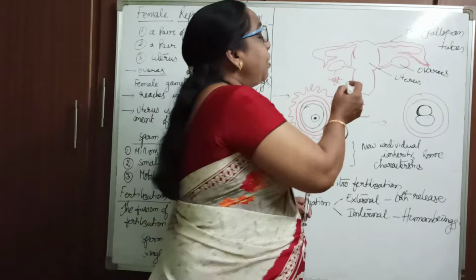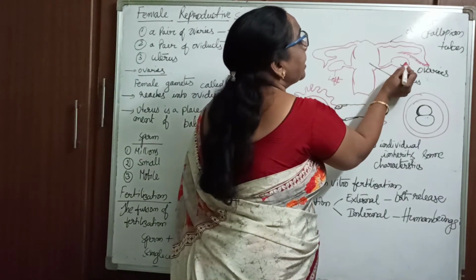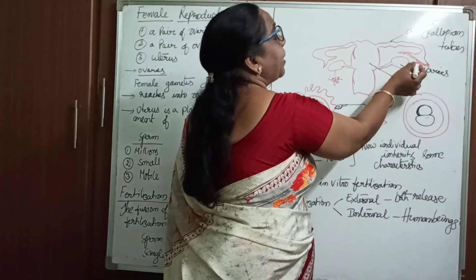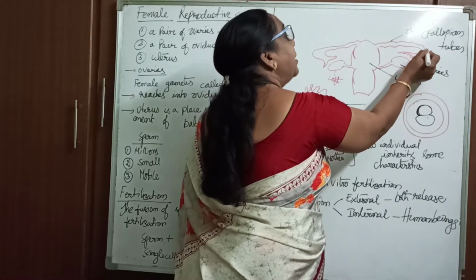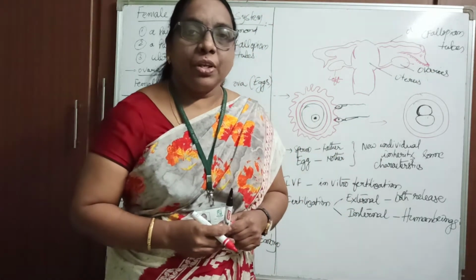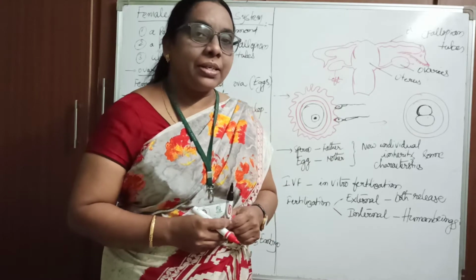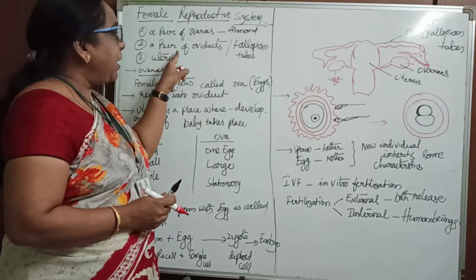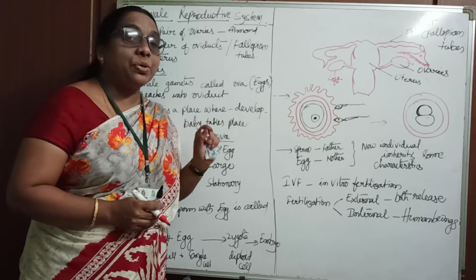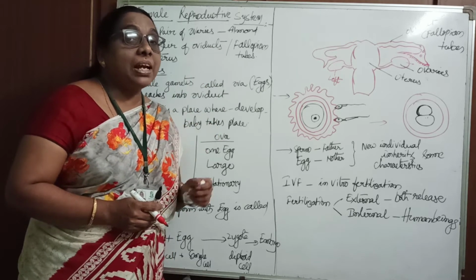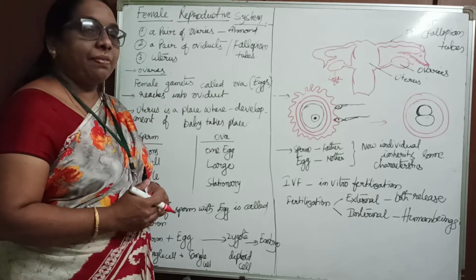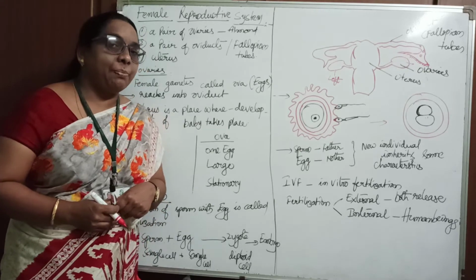Whenever the egg is released, it is immediately caught by the cilia, the hair-like structures, and it reaches the duct called the fallopian tube. Did you get my point? So a pair of oviducts are there, also called fallopian tubes, and the fallopian tube is the place where the fertilization process occurs. I will explain later how fertilization takes place.